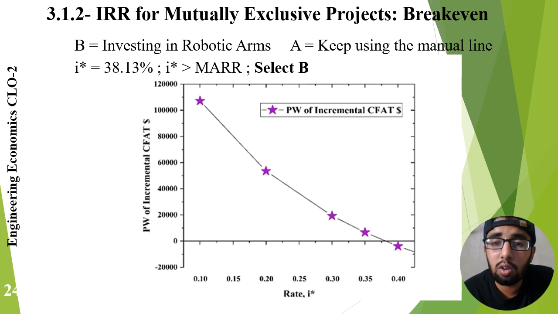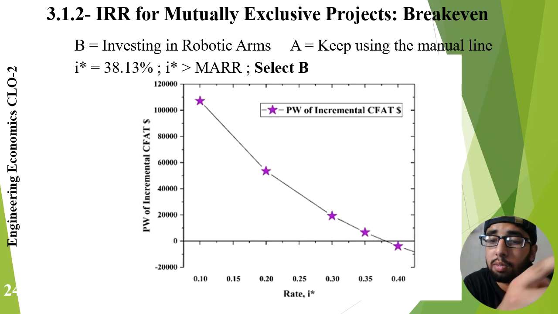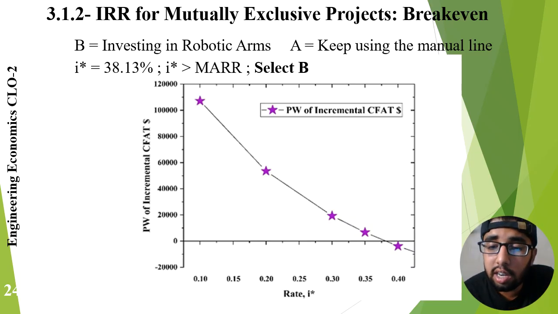IRR for mutually exclusive projects: break-even points. This slide shows the break-even IRR between the two alternatives. The calculated IRR is approximately 38%. Since the value is significantly greater than MARR, the robotic arm alternative becomes the preferred option, as I showed two slides before. This means that additional investment in automation generates sufficient benefits to justify its cost. Such analysis helps organizations invest confidently in technologies that improve productivity and efficiency.